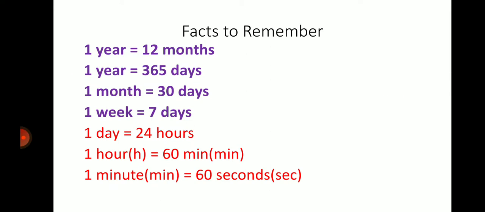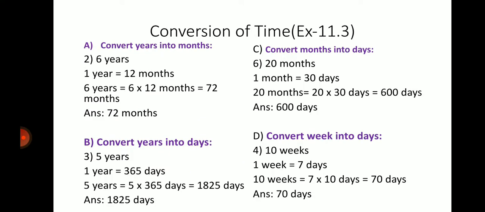Facts to remember. 1 year is equal to 12 months. 1 year is equal to 365 days. 1 month is equal to 30 days. 1 week is equal to 7 days. 1 day is equal to 24 hours. 1 hour, which can be written in short as H, is 60 minutes. And 1 minute is equal to 60 seconds. So conversion of time, exercise 11.3.